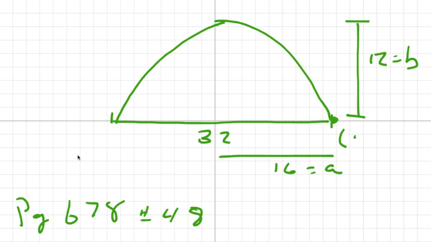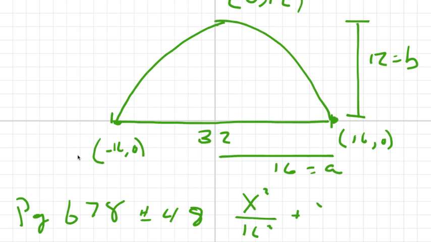So that known point is 16, 0. This known point is minus 16, 0. And the apex of this arch is 0, 12. Okay? So since, again, we know it's semi-elliptical, then we can just write the equation for this as x squared over 16 squared plus y squared over 12 squared is equal to 1. Right? No problem. That's A and B of this ellipse problem.